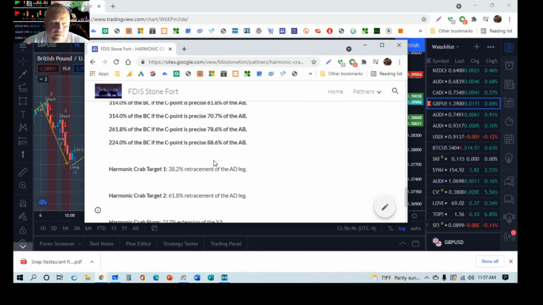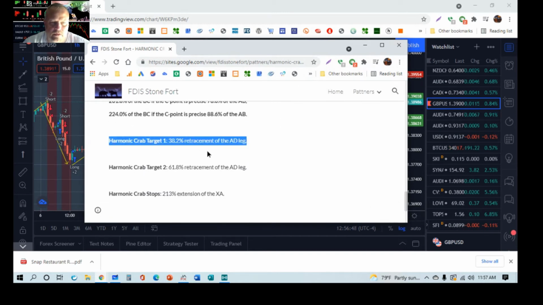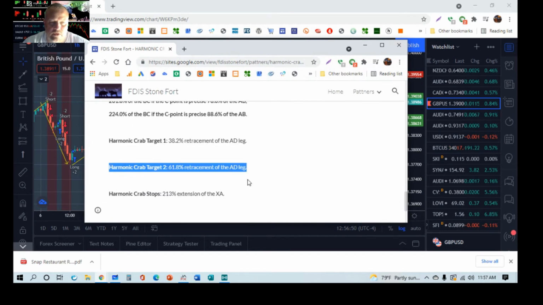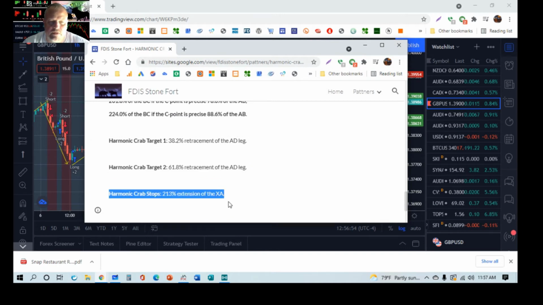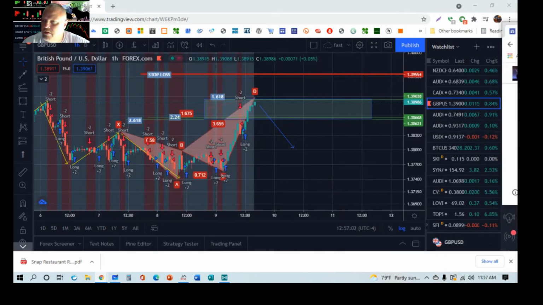All right, take profit. Here's your target 1 and target 2. There's your stop loss. It tells you from A to X. I think I did that wrong. That's why I did it a while ago. So our first take profit is from A.